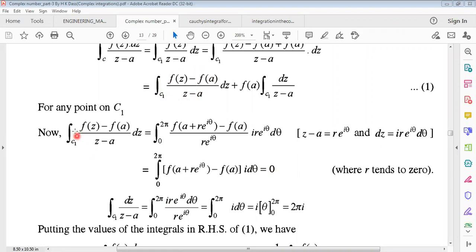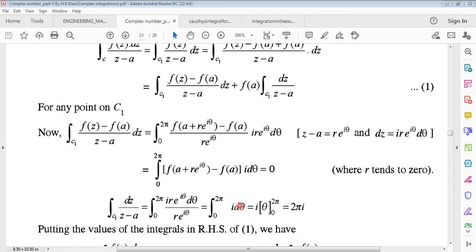Okay, so this term equals 0. This term equals 0, and this term becomes 0. So only this one exists. So the closed contour integration over the C1 curve of dz/(z - a) equals the integral from 0 to 2π. Actually, 2π means you must know the total perimeter of the circle goes from 0 to 2π, 360 degrees. This is why 0 to 2π, dz equals i r e^(iθ) dθ, and z - a equals r e^(iθ). The r e^(iθ) terms will be cancelled, and only i dθ exists.